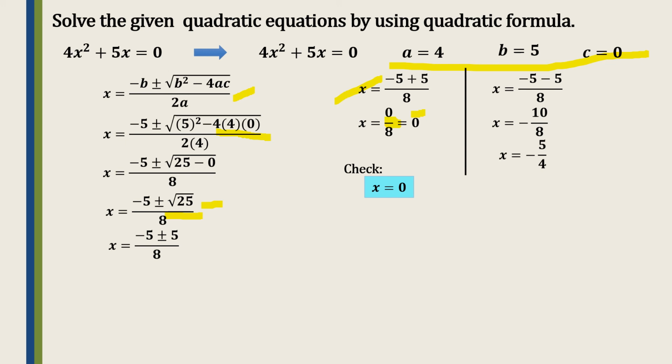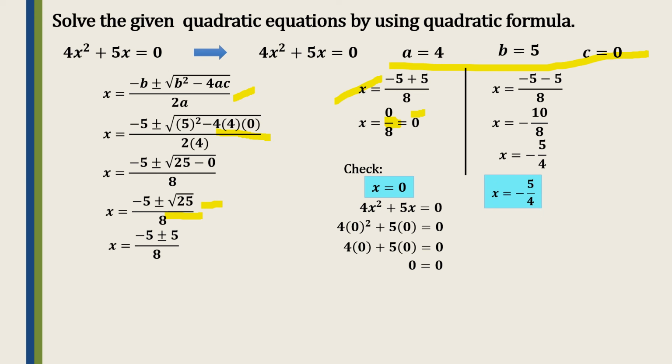I-check natin kung tama ang result. Let us use x equals 0. Gamitin ang original equation. We will have now 4x squared plus 5x equals 0. Papalitan ang x ng 0, magkakaroon tayo ng 4 times 0 squared plus 5 times 0 equals 0. So, any number multiplied to 0, the result is 0. Diba? So, 0 plus 0, that is equal to 0.